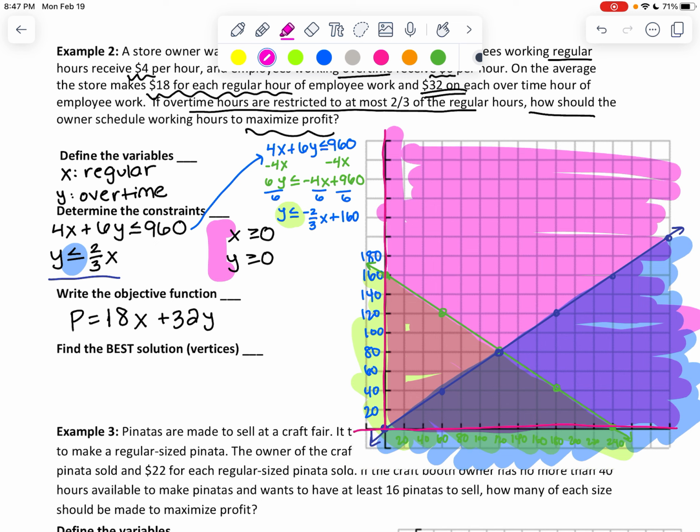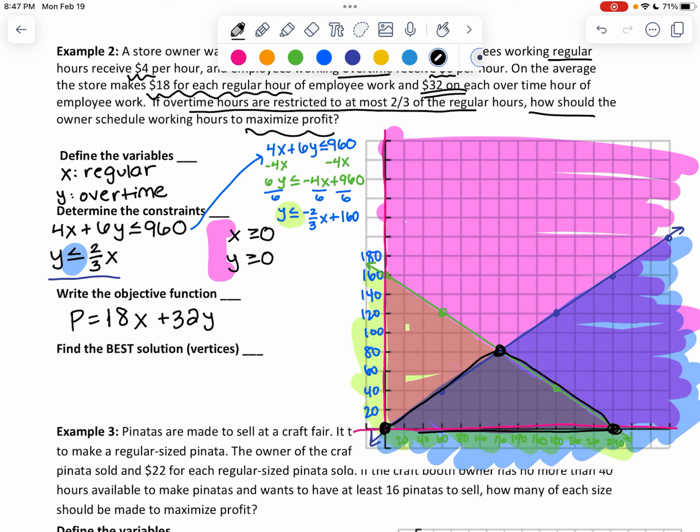And we can start to see what would be considered our feasible region. That feasible region here, where all of the shadings overlap, is this lovely triangle right here. So that would be in here. So the vertices for our feasible region, we've got that first one at 0, 0. We have another one at 120, 80. And the last one is at 240, 0.